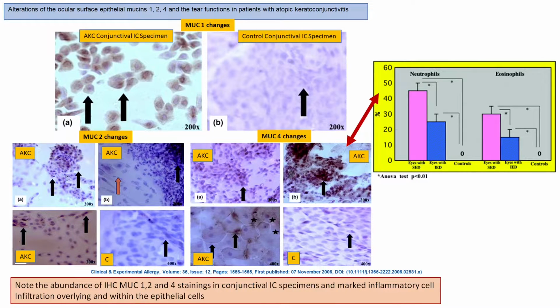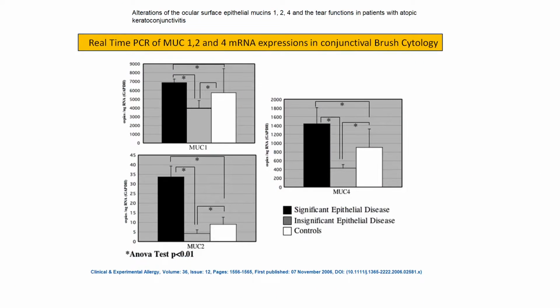Immunohistochemistry stainings of conjunctival impression cytology samples for mucins 1, 2, and 4 showed abundant staining in patients and inflammatory cell infiltrates in the epithelium, the quantification of which also revealed significantly higher numbers in AKC patients with significant epitheliopathy. The real-time RT-PCR for mucins 1, 2, and 4 messenger RNA expressions showed significantly higher messenger RNA expressions in patients with advanced epitheliopathy.